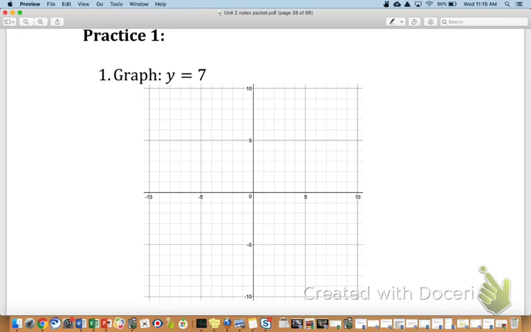This says graph y equals 7. So the only requirement here is that the y coordinate is 7. It doesn't give us any restriction on the x value. It doesn't say that the x has to be this. There's not even a mention of x in number 1, is there? All it says is that the y has to be 7.